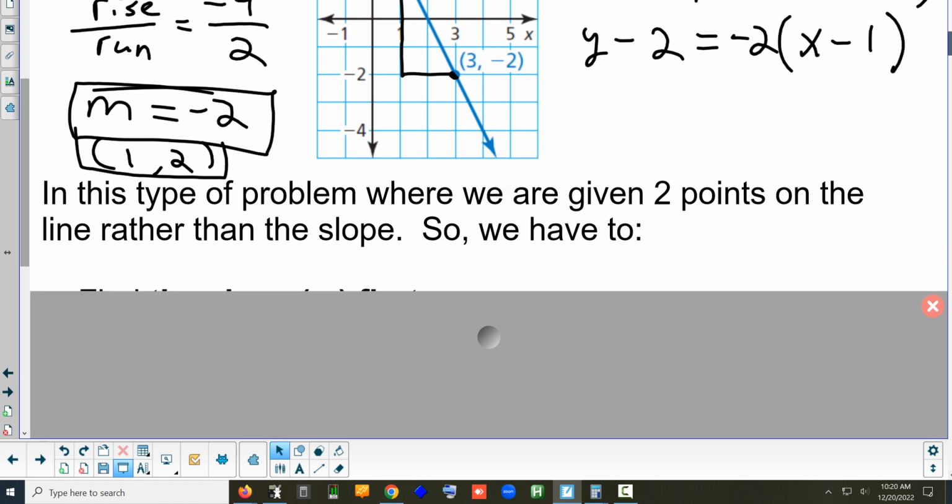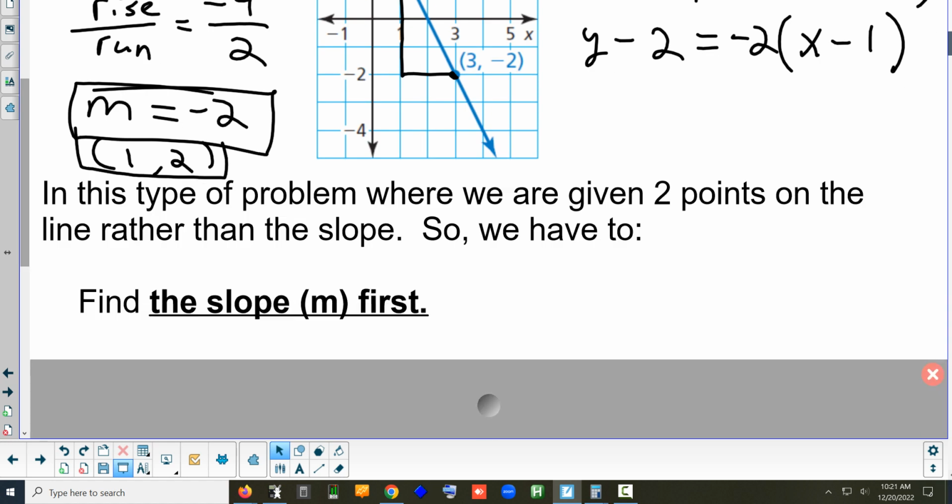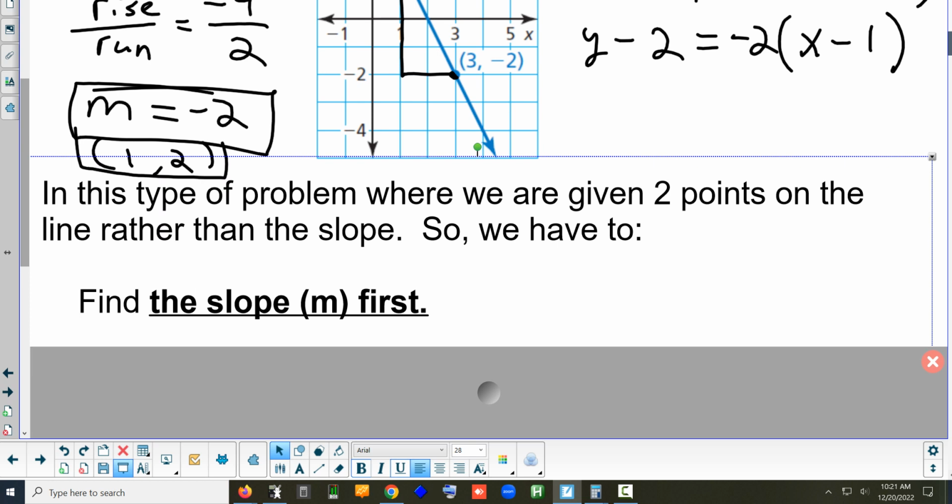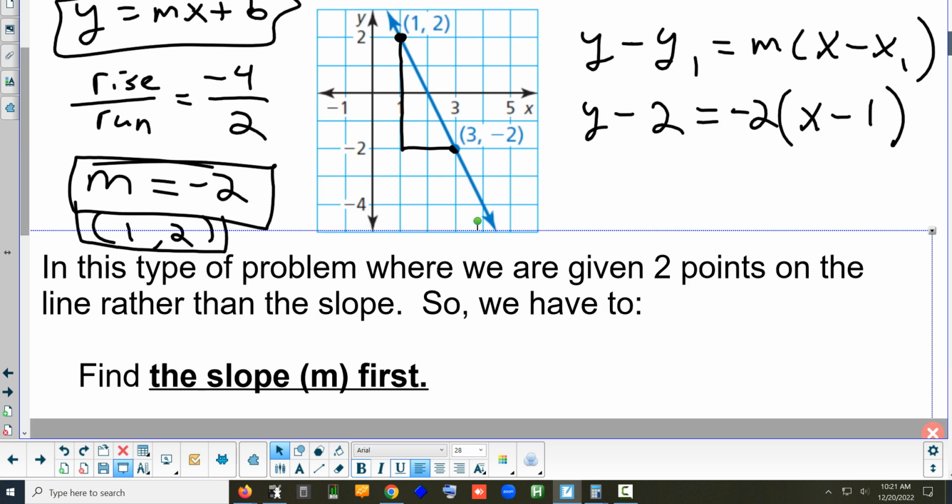I think I write that right here. So we already did this. We had to find the slope first. All right. You know what? I'll give you time to copy that before I go any further. So in this type of problem, you're given 2 points. So we have to, and then there's a blank, find the slope first. Okay, we did that. Rise over run.